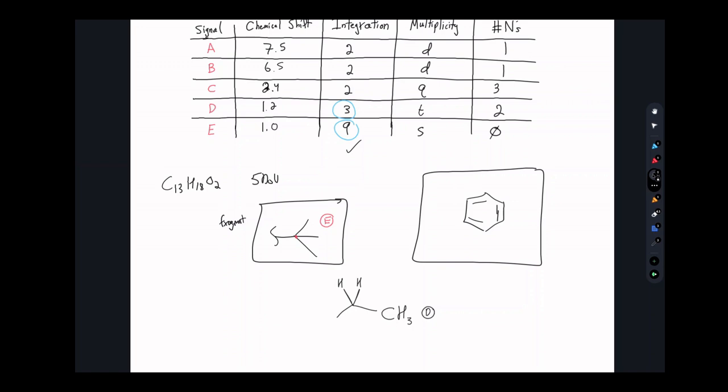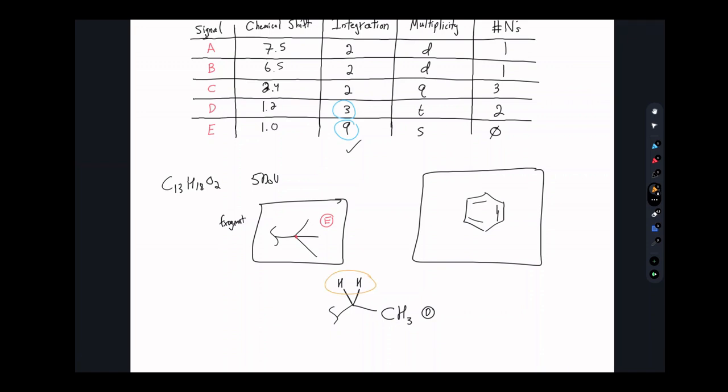We can draw them both on this side since there's only one way to go. The question is now, can we assign these 2 hydrogens to a specific signal without making any assumptions? Feel free to pause the video and try to solve that. The answer is we absolutely can.